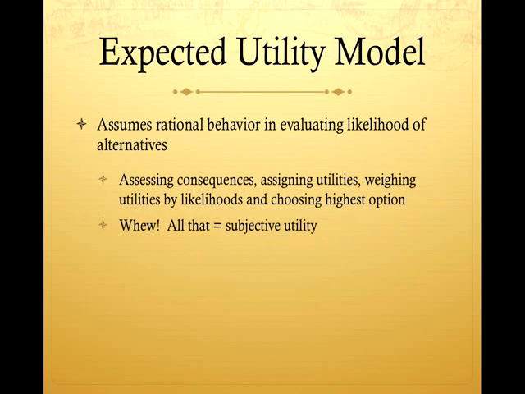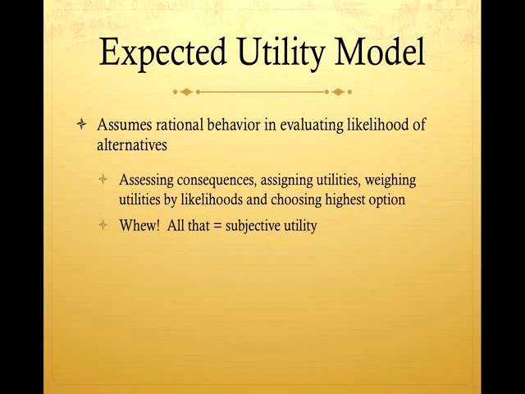So the expected utility model is a combination of beliefs, consequences, and values to create utility. And so we assess those consequences, we assign the different values, and we weight those values by the likelihoods, pick the highest option. So it says that we sort of, in a decision-making model, do a bunch of unintentional math to decide which option we like the best.